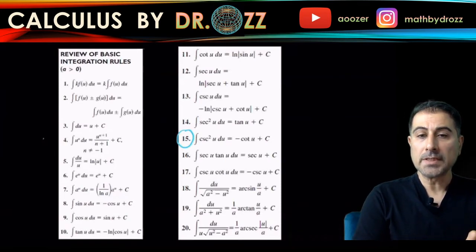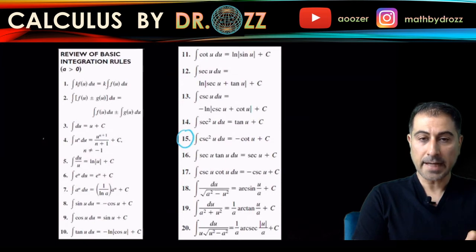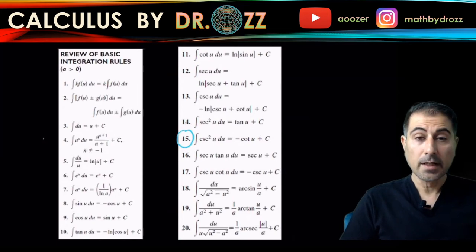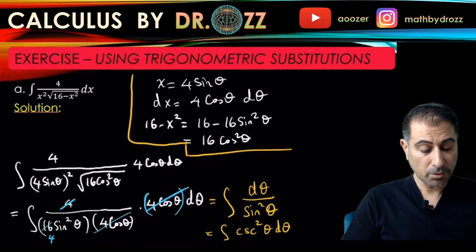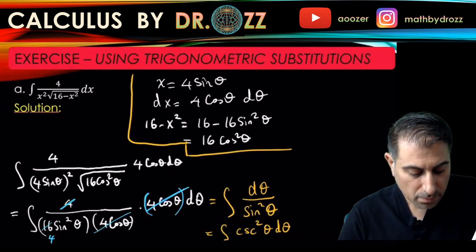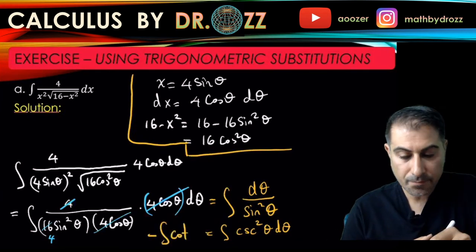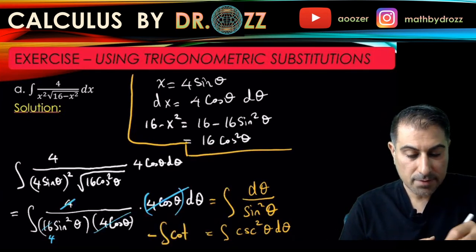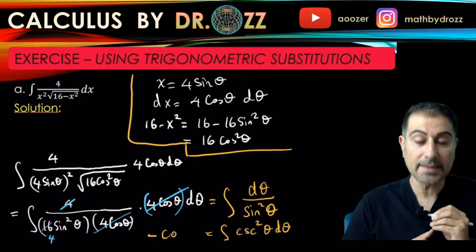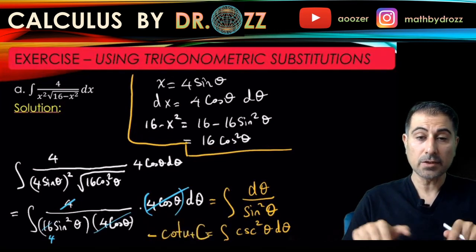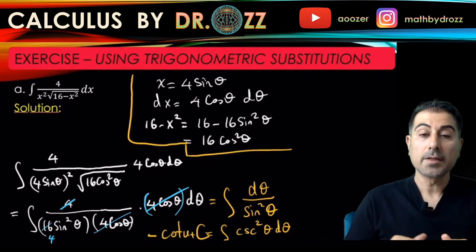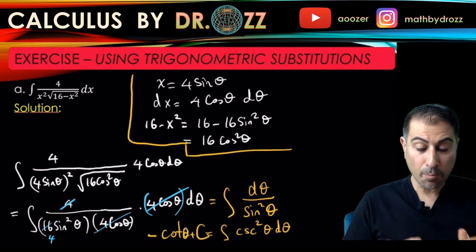Cosecant squared u du is integrated as minus cotangent u. So I know this integral exactly. Let me write that down here. My u is theta, so essentially this is equal to minus cotangent theta plus c. Now in the next slide, you will see that I'm going to rewrite this cotangent theta, I'm sorry, not u, cotangent theta plus c.